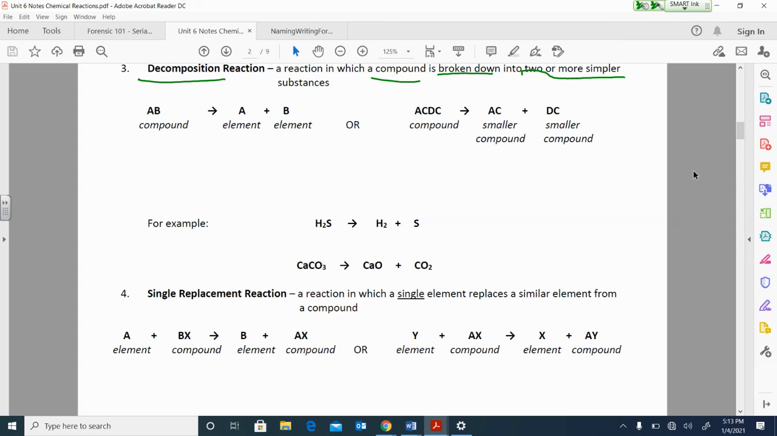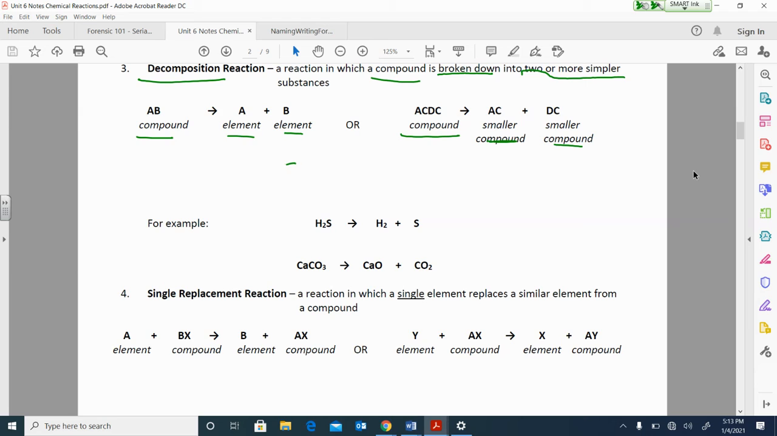So on our last reaction, the addition reaction, it's little things that add into one big one. This is going to be one big one that breaks down into little ones. Okay, so we have a compound that breaks down into its elements. We have a bigger compound that breaks down into two smaller compounds, but it's still something bigger broken down into two or more things.